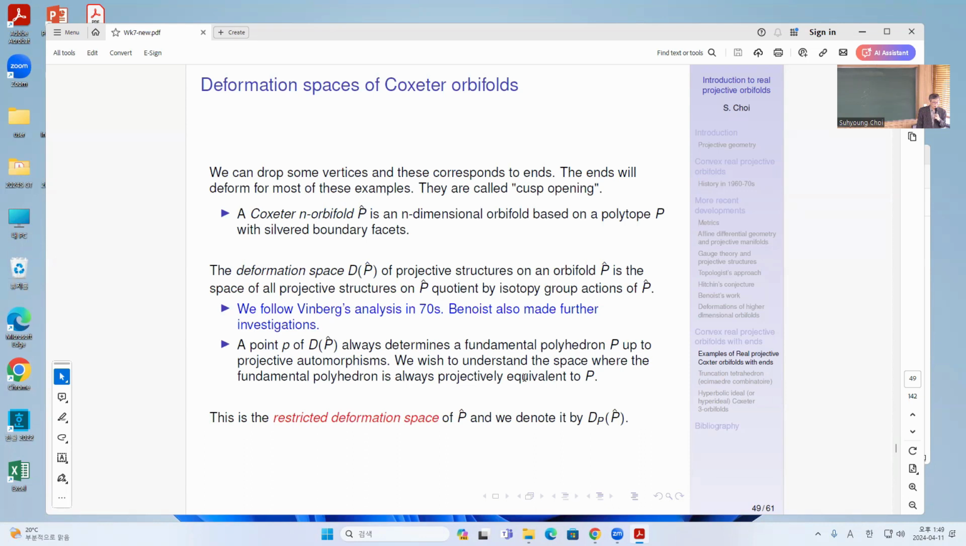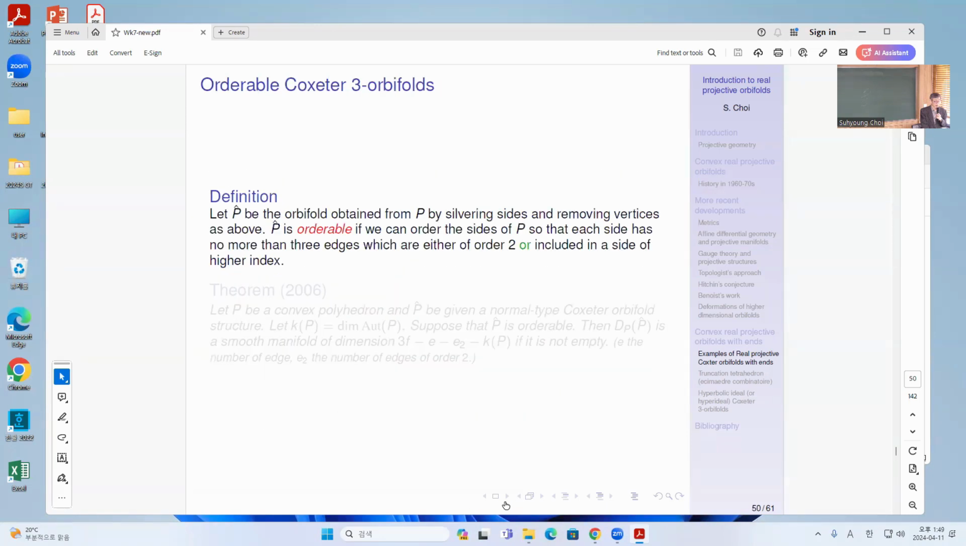So now, what we wanted to do was understand when this fundamental polyhedron is always projectively equivalent to a fixed P, a fixed convex polytope. And this is called the restricted deformation space. So it's D_P, written with P hat. So that's the thing that we wanted to understand, and the ones we could understand were the orderable case.